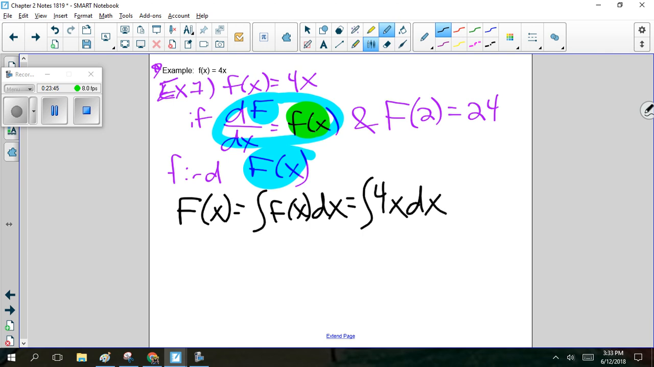Right now my exponent is 1. So what thing would I take the derivative of to get an exponent of 1? Well, it's got to be x squared, right?